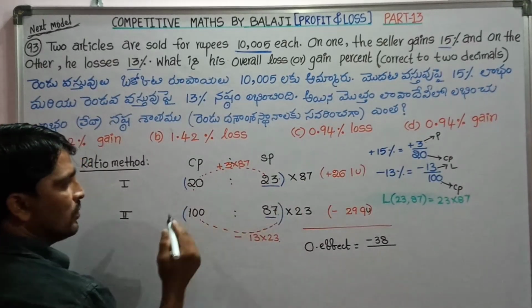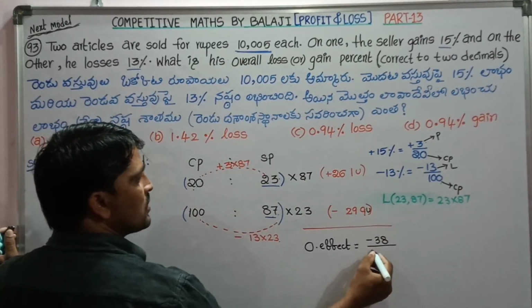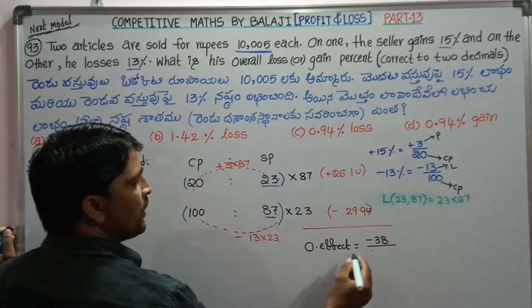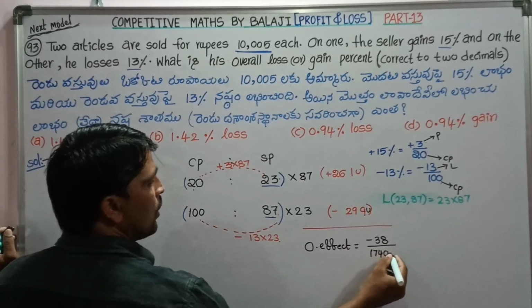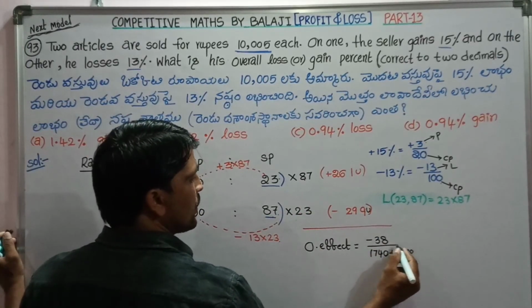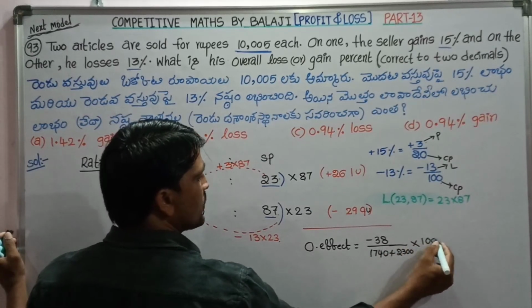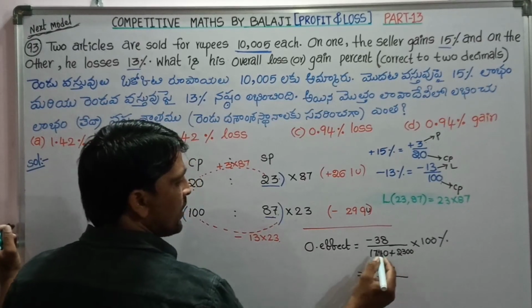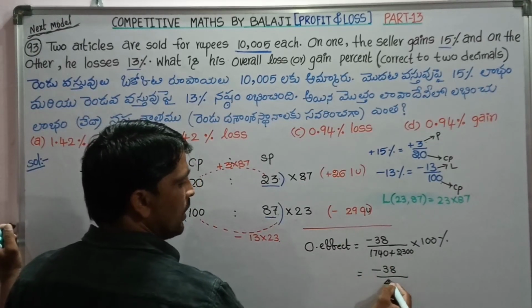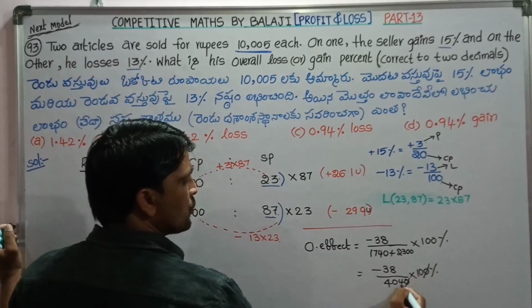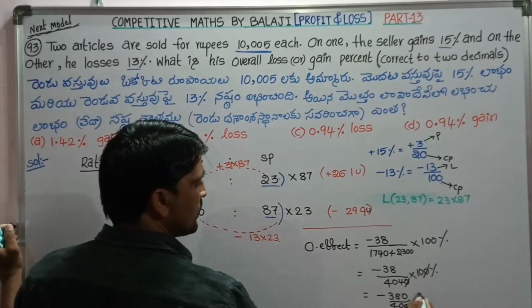Total cost price is 20 into 87, which is double of 87, that is 1740, plus 100 into 23, 2300. It is cost price of both the articles, into 100%. Minus 38 by 4040, into 100%. Cutting zeros, which is equal to minus 380 by 404%.